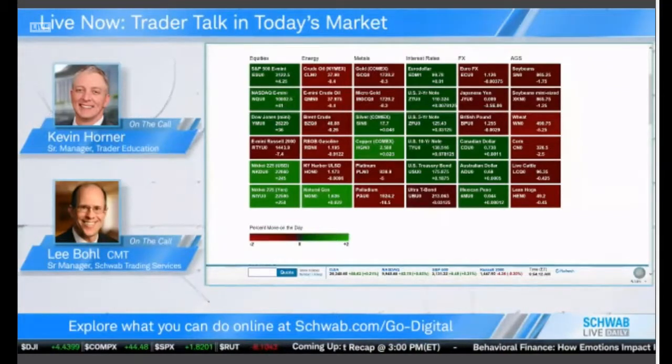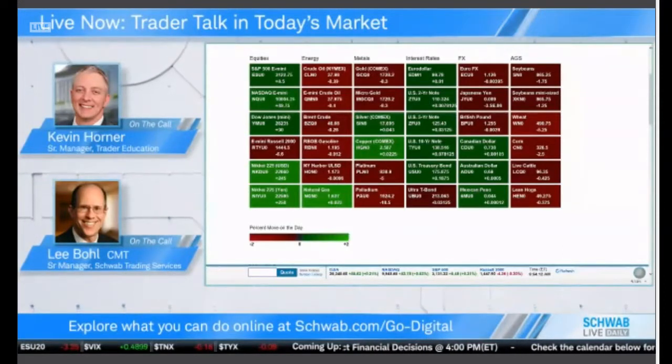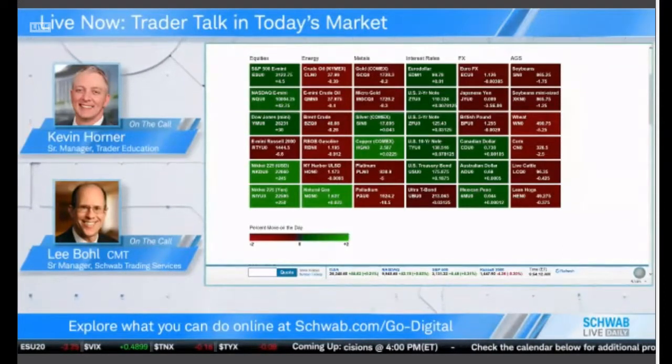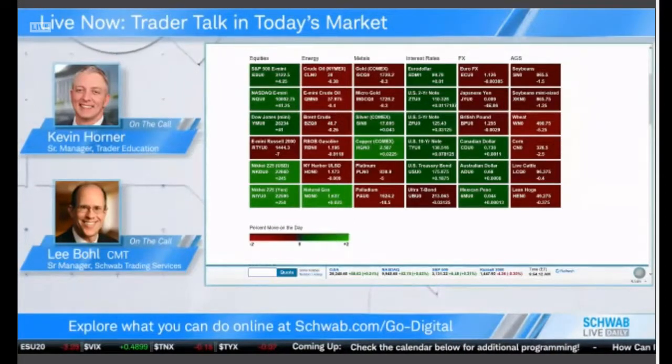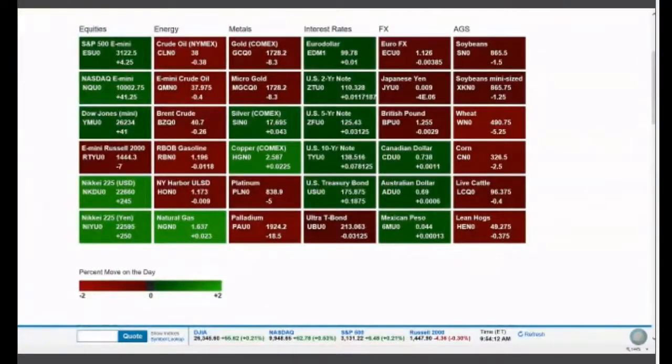Japanese merchandise trade data for May was not as encouraging as people would have liked to see. Their exports fell by negative 28.3%, a little bit worse than the consensus of negative 21%, which caused Japan to close down 0.6%. Other markets in Asia, Hong Kong was up 0.6%, Shanghai was up 0.2%, and India was down 0.3%.